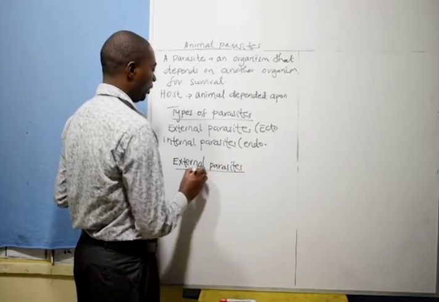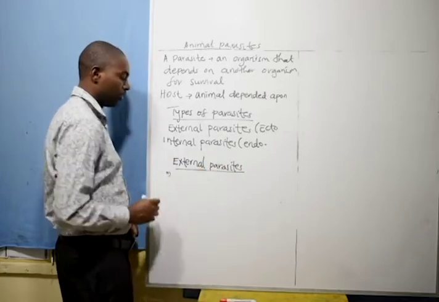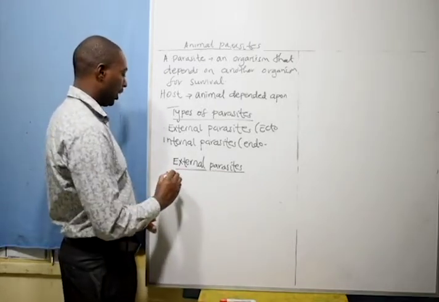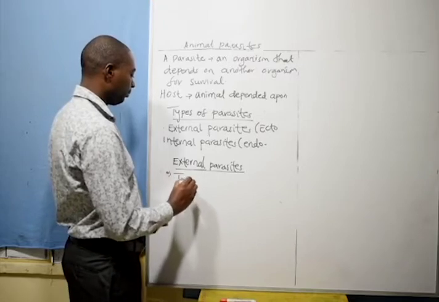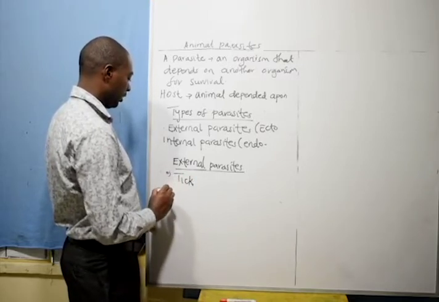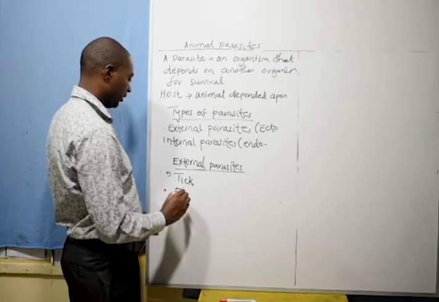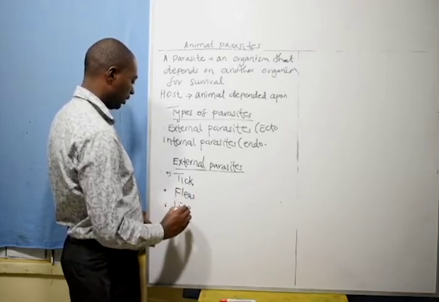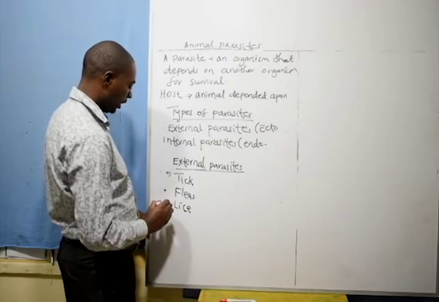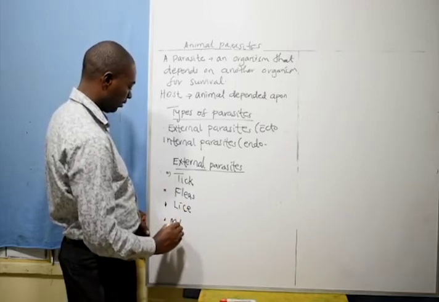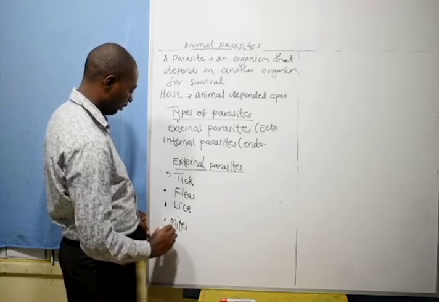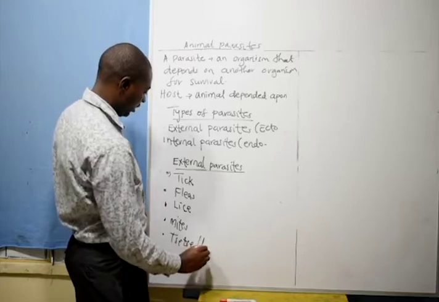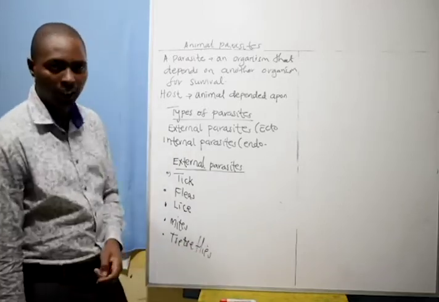Diagrams are well drawn in the pictorial work in the notes, so you can refer to such. External parasites, one, we have the tick. You find it on the surface. And we have the fleas. We have the lice, in plural, singular louse. We have the mites. And we have the flies. These are the external parasites that I will take you through.